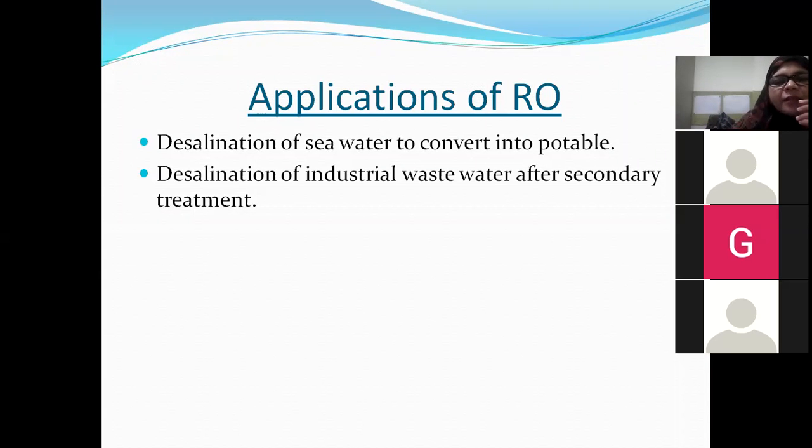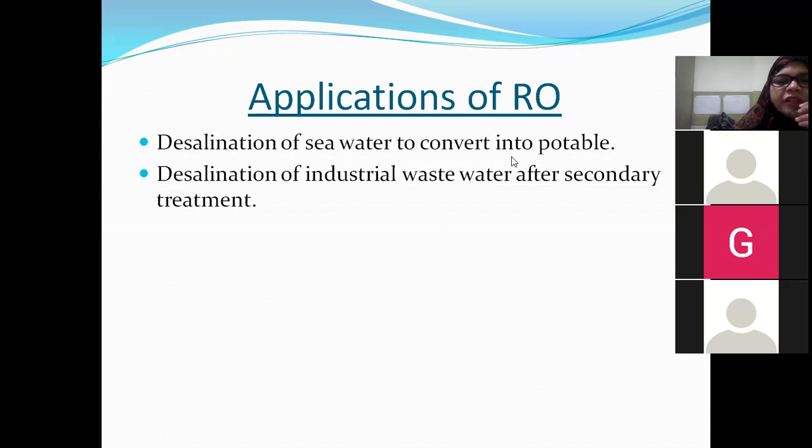Secondary में क्या है? Suppose we have to add some calculated amount of lime, soda for removal of all hardness causing salts, okay, reactions and all. That is the secondary treatment. So after doing that, we can use that water for reverse osmosis treatment also.